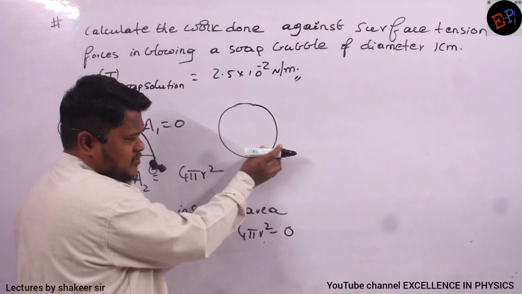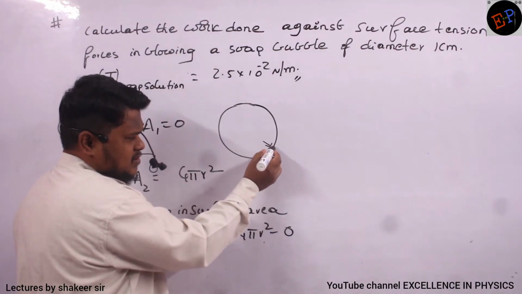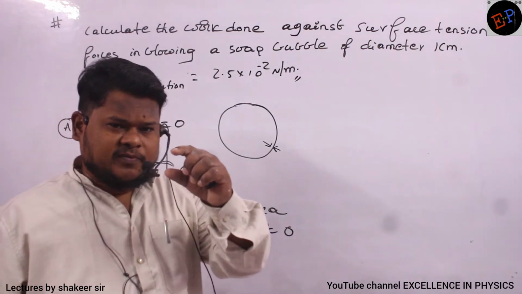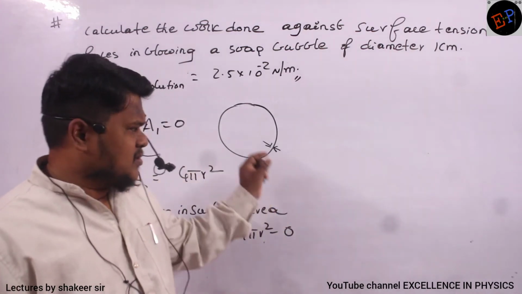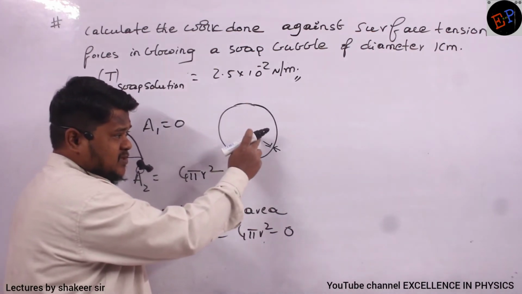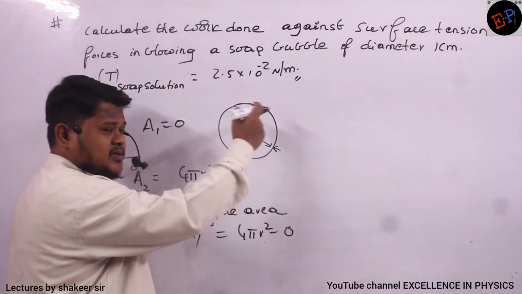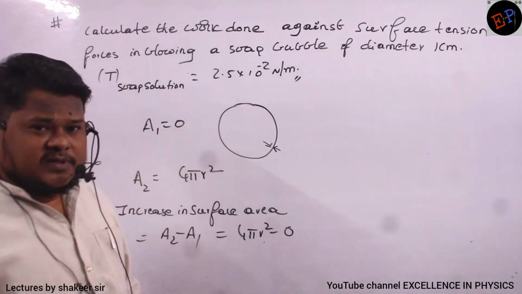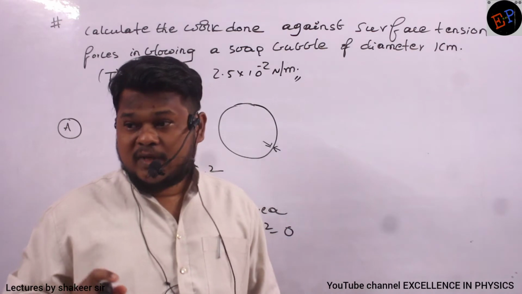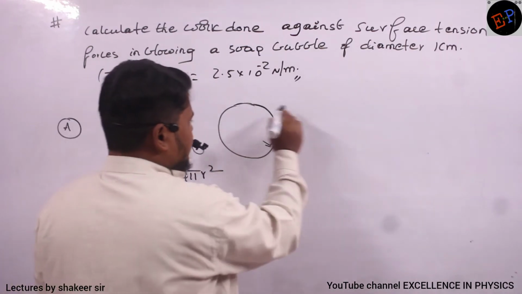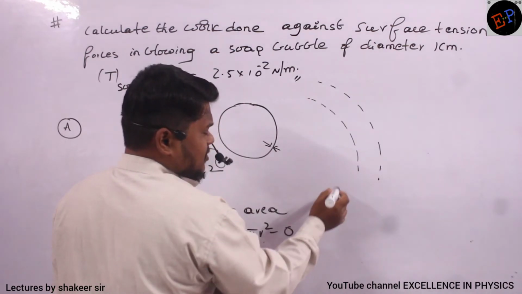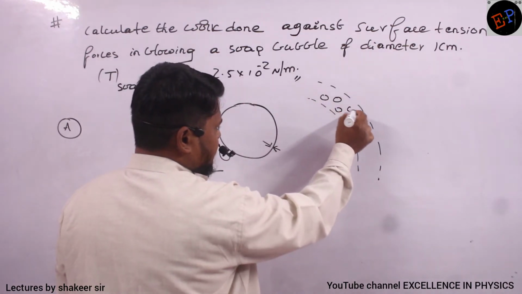So here if you see, this soap solution has a particular thickness also. So a group of layers of molecules will be present in that small thickness. Are you able to understand? It means that surface tension forces are not only acting on the outside surface, surface tension forces are acting on the inside surfaces also. Because the thickness of this soap bubble will be thick like this, so in between this soap molecules will be present.